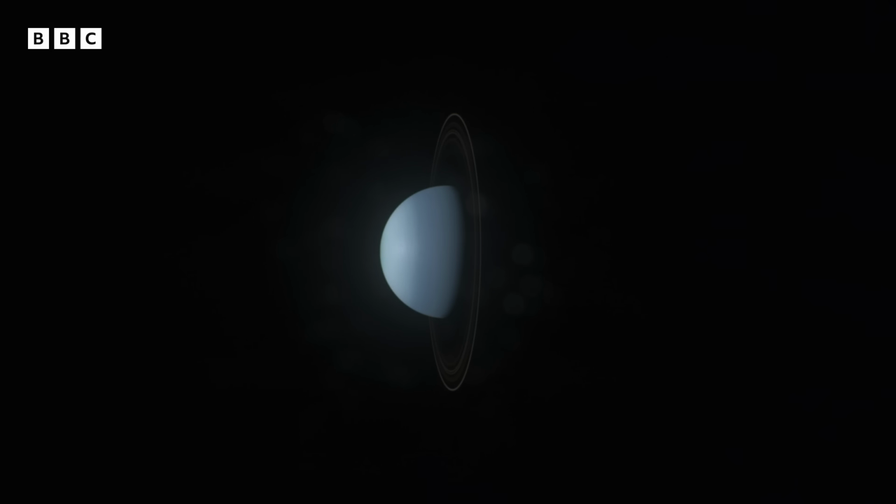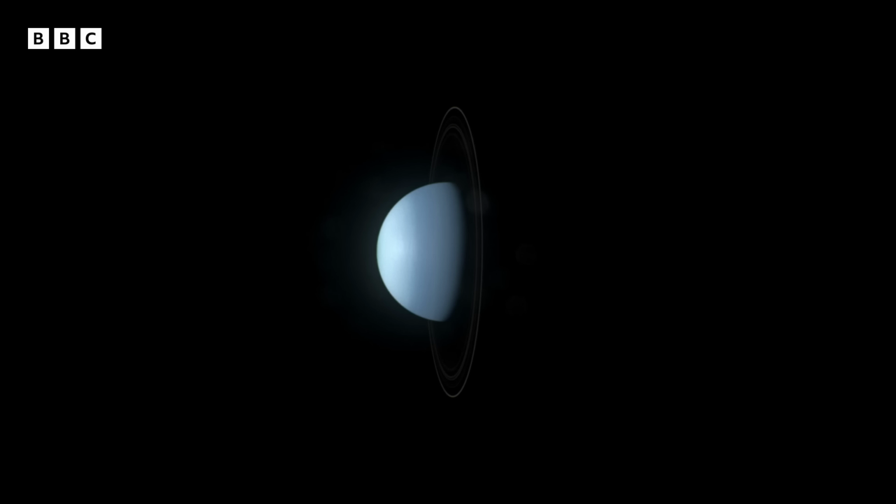Uranus looks bizarre. The rings, rather than looking like that when you look through a telescope, they're actually orbiting up and over the top of the planet. The whole thing is tipped like a spinning top. This bizarre orientation hints at an unusual past.